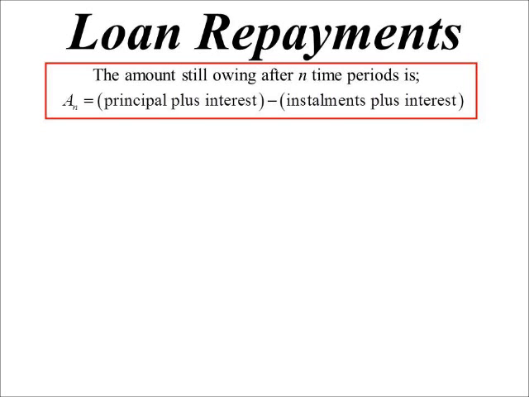So this is how we work it out. The amount still owing after n time periods is, if you remember this idea, you can't go wrong. The amount remaining will always be the principal, so how much you borrowed, plus the interest, minus the instalment, so how much you paid back, plus the interest.